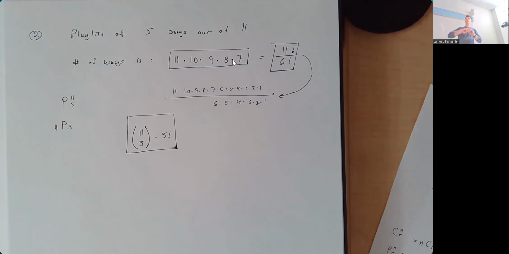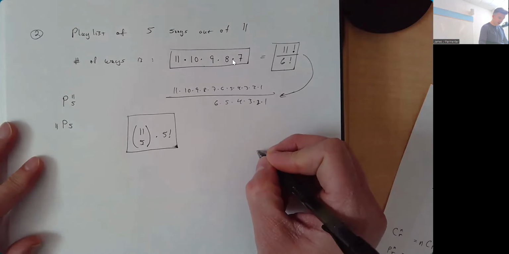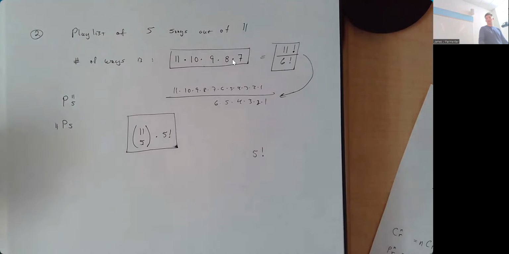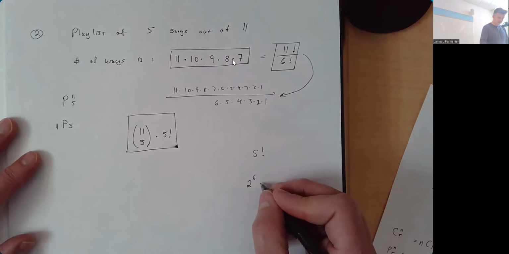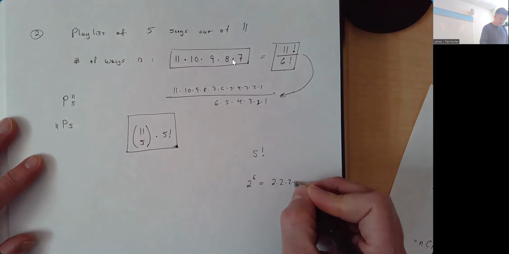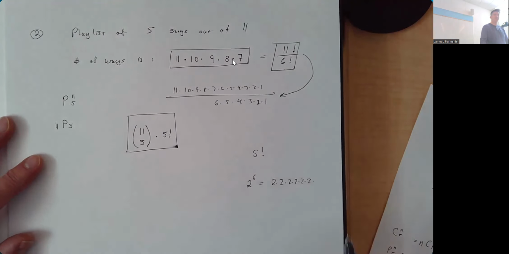Factorial doesn't have a meaning in the context of choosing versus permutation. Factorial is just a mathematical notation. When you hear 5 factorial, you should think, oh, I'm just being lazy. It's kind of like an exponential notation. I'm writing 2 to the 6th because I don't want to write 2 times 2 times 2 times 2 times 2 times 2. I'm lazy.